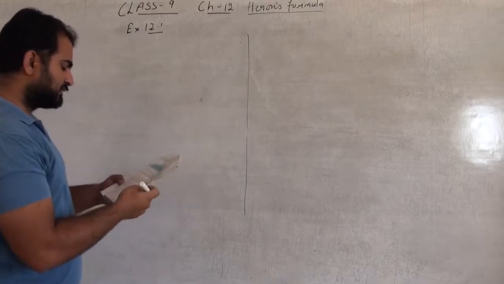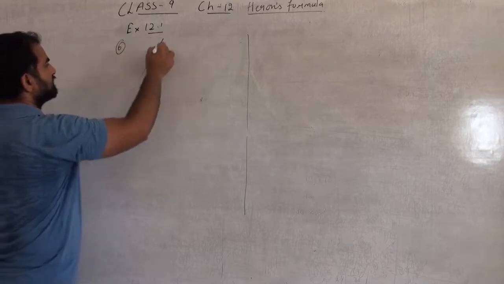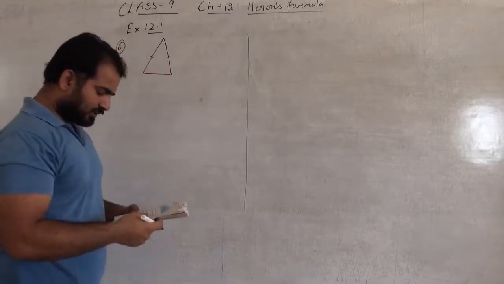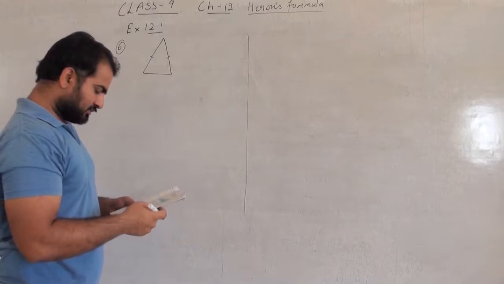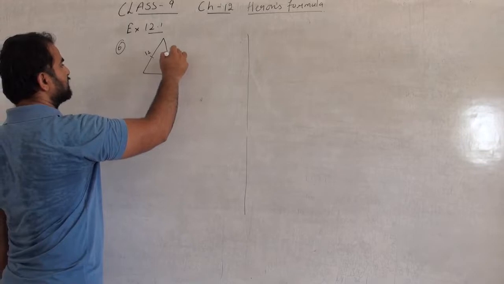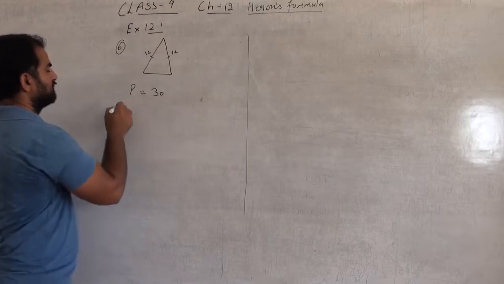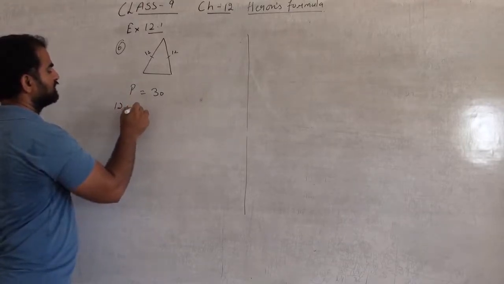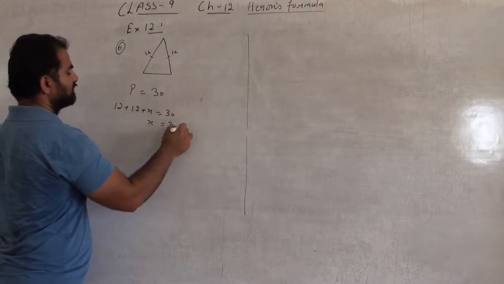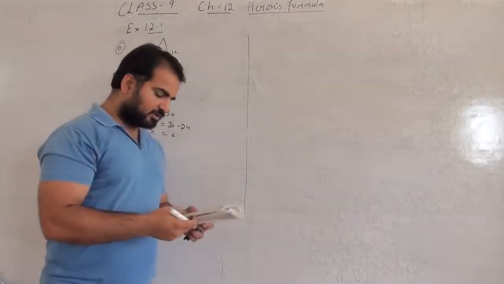An isosceles triangle has a perimeter of 30. Okay, question number 6. We are given an isosceles triangle. Okay, this is the isosceles, these sides are equal. The equal side is 12 centimeter. So it is 12 and this is also 12. And the total perimeter is 30. So 12 plus 12 plus x equals 30. So x will be 30 minus 24. So x equals 6. Okay, we got the third side.